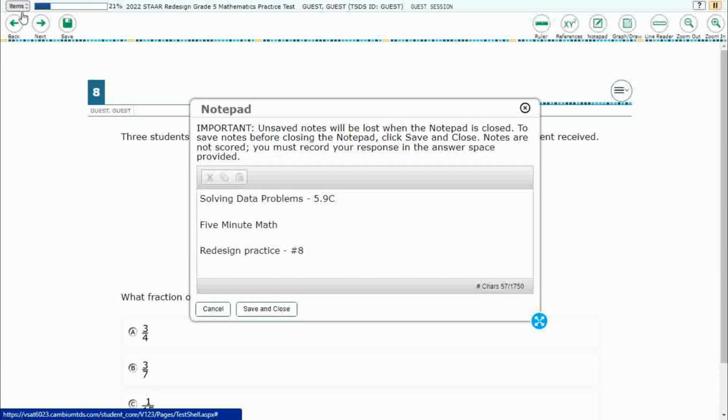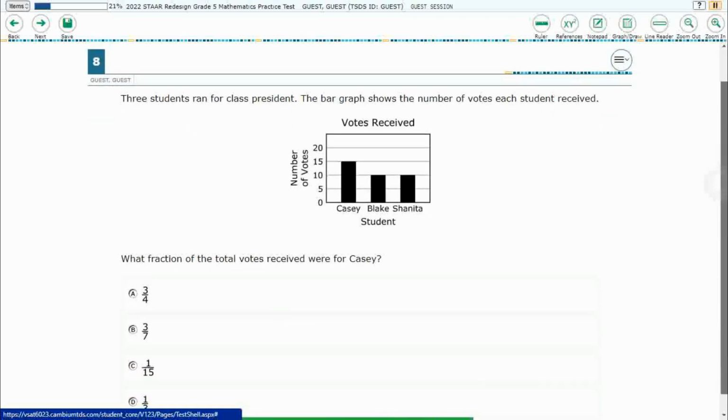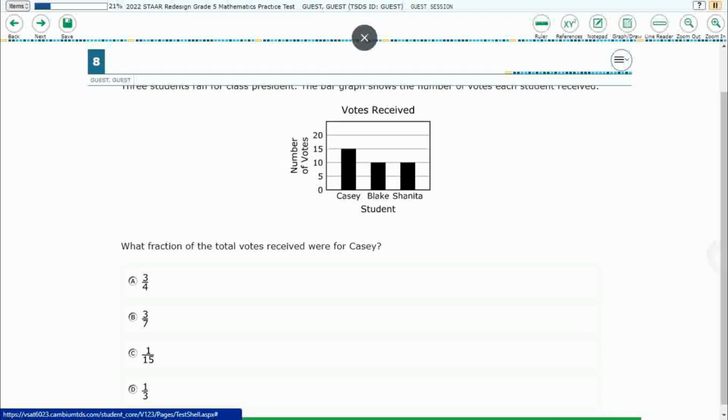Today we are looking at the 5th grade concept of solving data problems. This is standard 5.9C in the great state of Texas, and we are using item number 8 off the Redesign Practice Online STAAR test. If you haven't done so already, please go ahead and take a moment to pause the video, work this problem out on your own, unpause it, and we will look at our answers together.